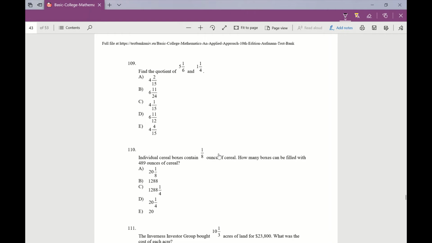109. Find the quotient of 5 and 1/6 and 1 and 1/4. So again, convert them to improper fractions. 31 over 6 divided by 5 over 4. So 31 over 6 times 4 over 5. And you can reduce the 6 and 4 to 3 and 2. Now you can continue with the math. 31 times 2 is 62 over 3 times 5 is 15, which is the same as 4 and 2 over 15.